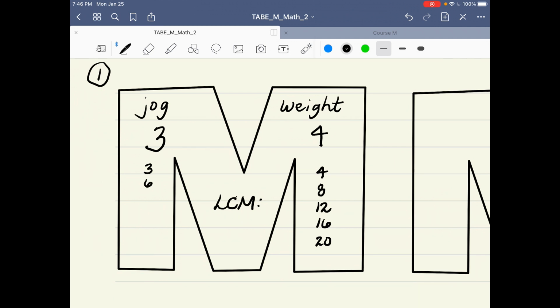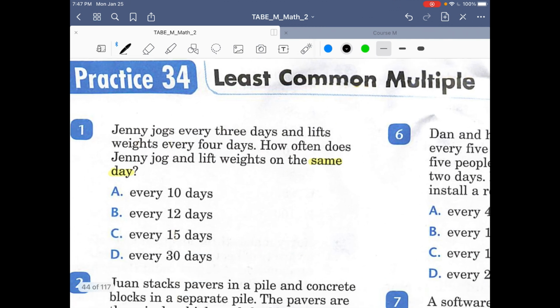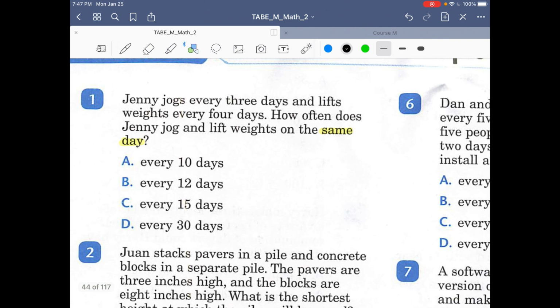3, 6, 9, 12, there it is. 15, 18, you can list as many as you want, but 12 is the first one that is the same in both columns. So the least common multiple is 12. So if you go back to your multiple choice answers, that's going to be B, every 12 days. So every 12 days, almost 2 weeks, but not quite, she will jog and lift weights on the same day. Number 1 is B.